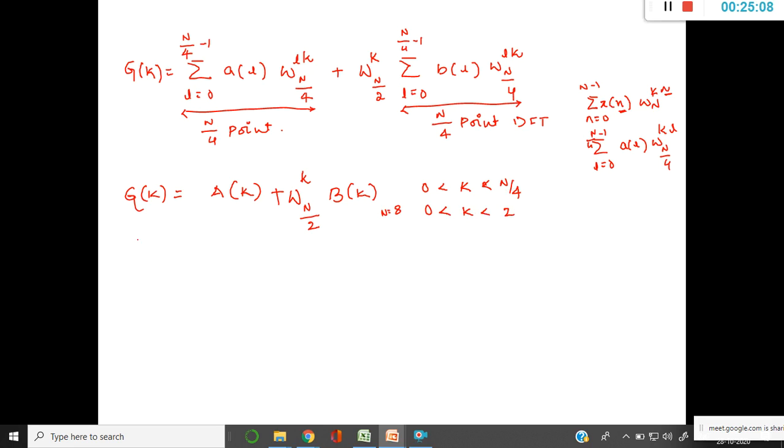What about the rest of the 2? That is nothing but g of k minus n by 4, right? There I am going to get k minus n by 4 for the rest of the points, then Wn by 2 to the power of k, B of k minus n by 4, because the values repeat due to the periodicity property.